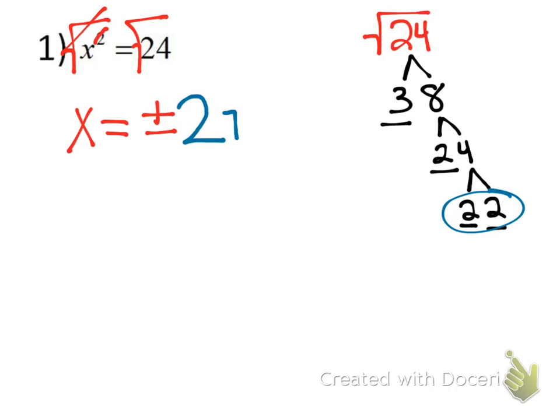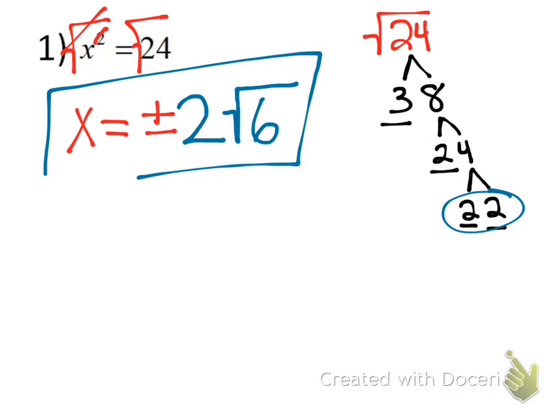Now, there are 2 numbers left inside the radical. What are they? 2 and 3. And what is 2 times 3? 6. So my answer is x equals plus or minus 2 times square root 6.